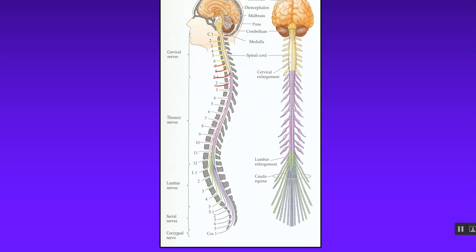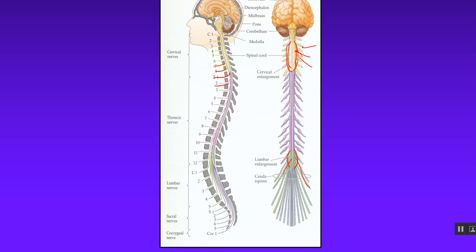This is just a frontal view with the spinal canal and column removed. You can see how the cervical area of the spinal cord is a little bigger. It's called the cervical enlargement. And the lumbar area is a little bit bigger because there's just more stuff coming in and out.